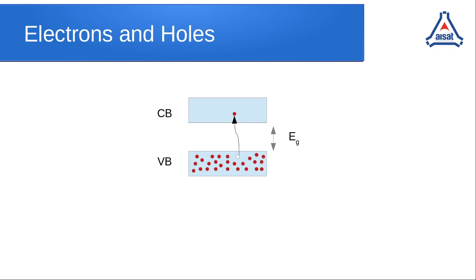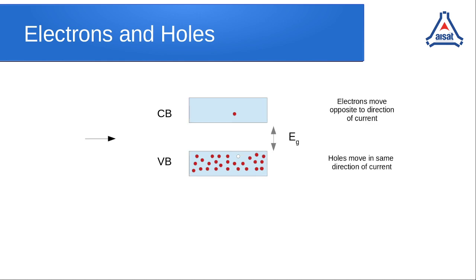While this electron leaves the valence band, a vacant place is made in the valence band, which is known as the hole. This hole is also constituting to the current in a semiconductor.